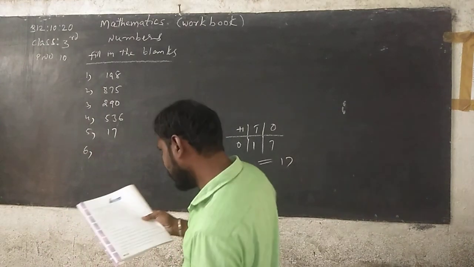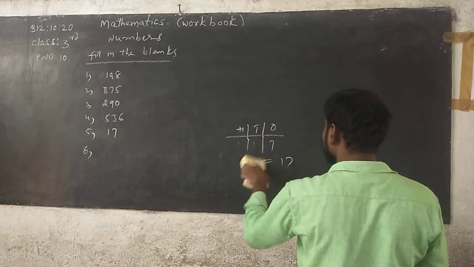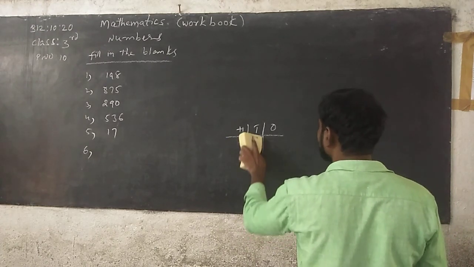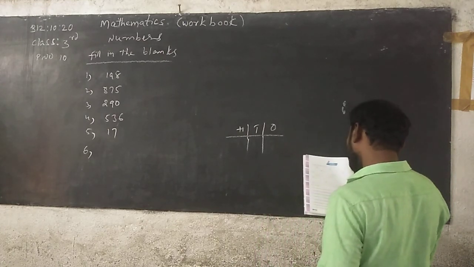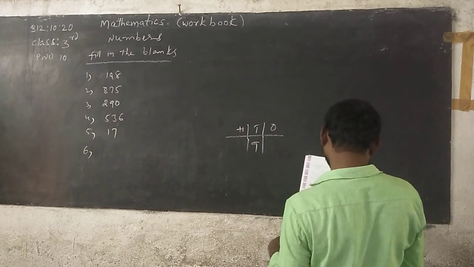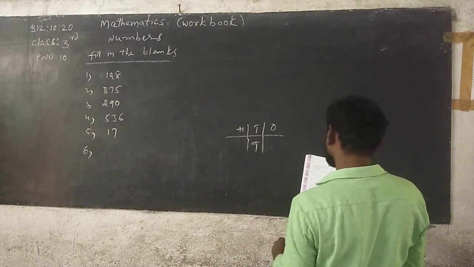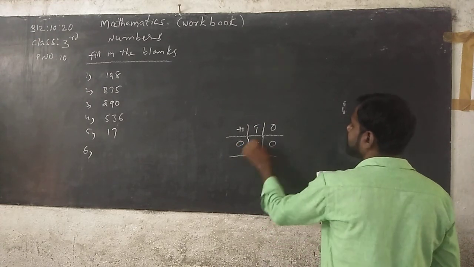Sixth one, a number with nothing in hundreds place. Nothing means 0. A number with nothing in hundreds place, 9 in tens place, nothing in ones place. Nothing means 0. Here 0, 90 means 90.